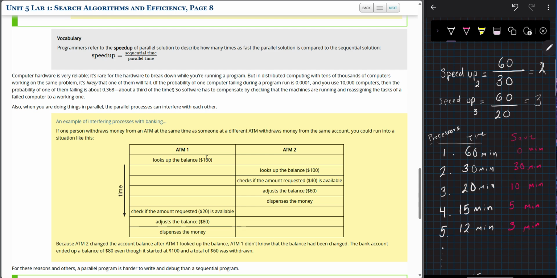For example, let's pretend that you have a bank account and I share a bank account with my brother, and we both want to take out money. So I look at the balance and I see that there's 100, but at the same time, my brother looks at the balance and he also sees that there's 100. So he sees that there are 40 available, and then he takes it out. So now the new balance is 60. So now there's only 60 because he took out 40.